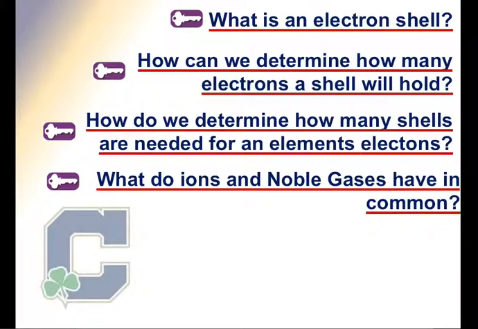Okay, so an electron shell is where the electrons are found. How can we determine how many electrons it'll hold? It's determined by the number of elements in the period. Remember that. How do we determine how many shells are needed? You count down. Okay, if it's in the third period, that means it needs 3 shells. If it's in the fifth period, so in the fifth row down, then it needs 5 shells. And then what do ions and noble gases have in common? Ions want to be like noble gases. Their outer shell should be completely filled.